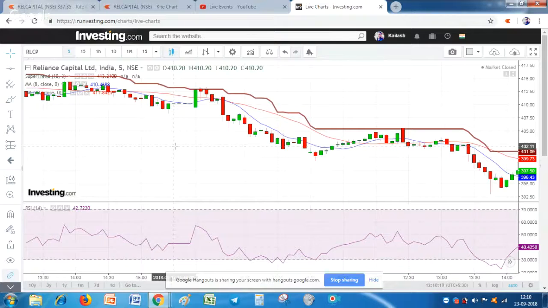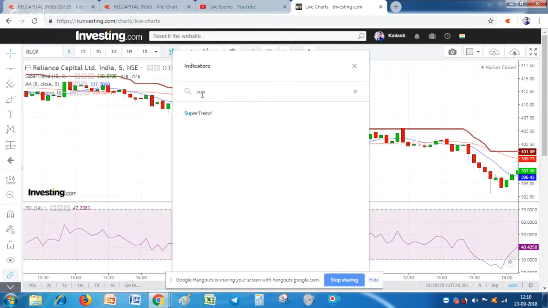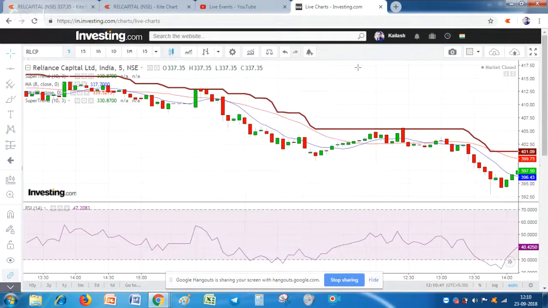There is a question: what is an ideal range of Super Trend? Some people are using 20 and 2. Okay, what we can do, friends, is add one more Super Trend in addition to the default Super Trend, for double confirmation.